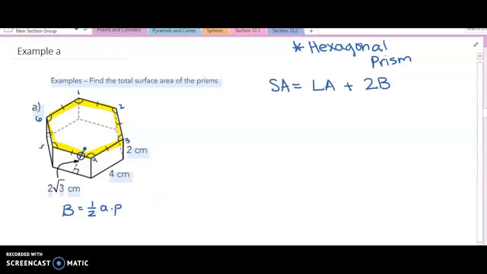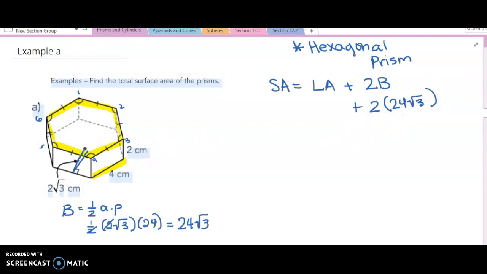Okay, well, the apothem is given to me, so that's nice. And the perimeter, well, it's 4 all the way around, so 4 times 6 is 24. Okay, so if I simplify that, that 2 and that 2 goes away. This is just 24 square root of 3. Okay, so that's my big B. Okay, that's my 2 bases.